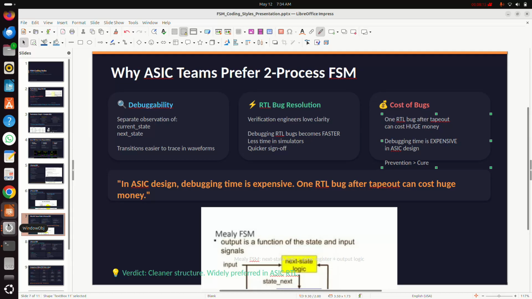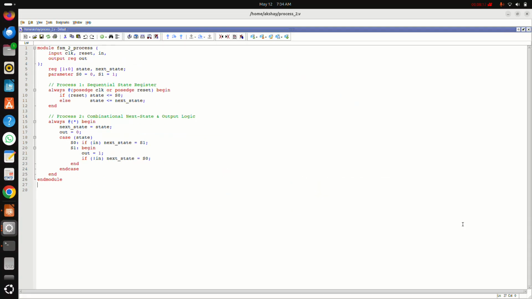So here is an example of two-process FSM, where we separate the output logic and state transition logic. Here is the sequential block. As we discussed, there is a two-process writing style. One is sequential logic, which is the main cause for the state updates, and the other is process 2, where we declare our combinational logic. So this is the cause of when the output 1 arises.